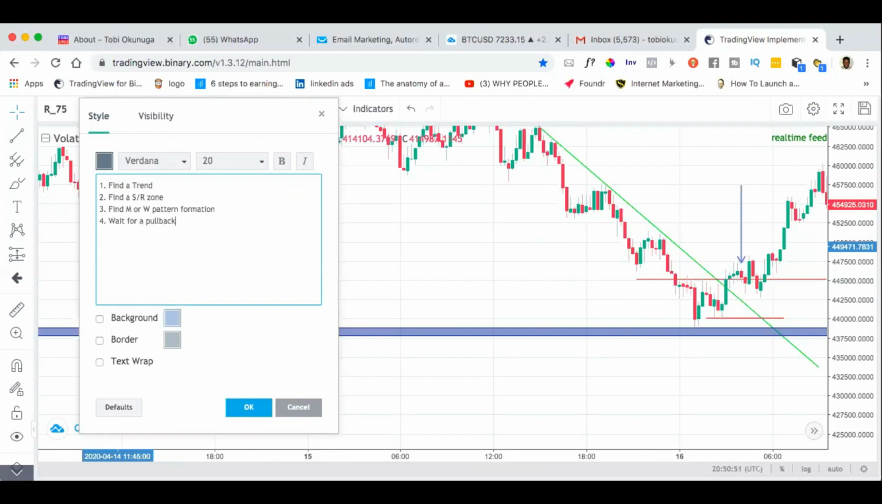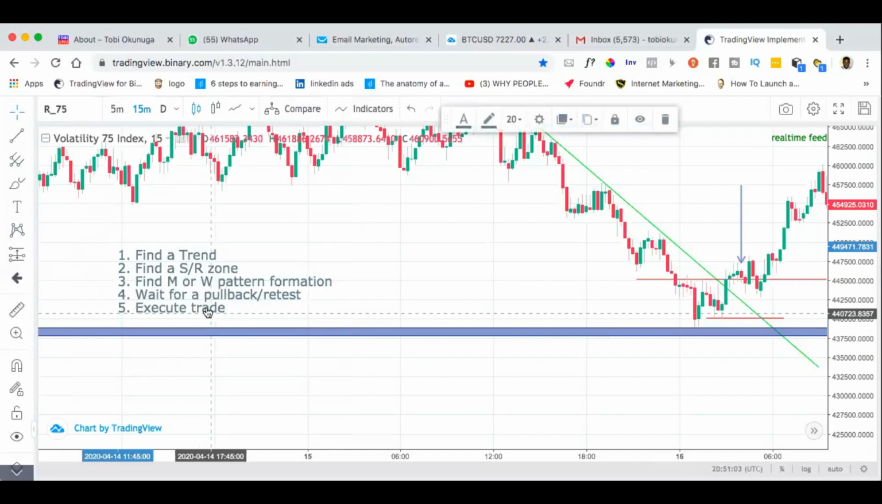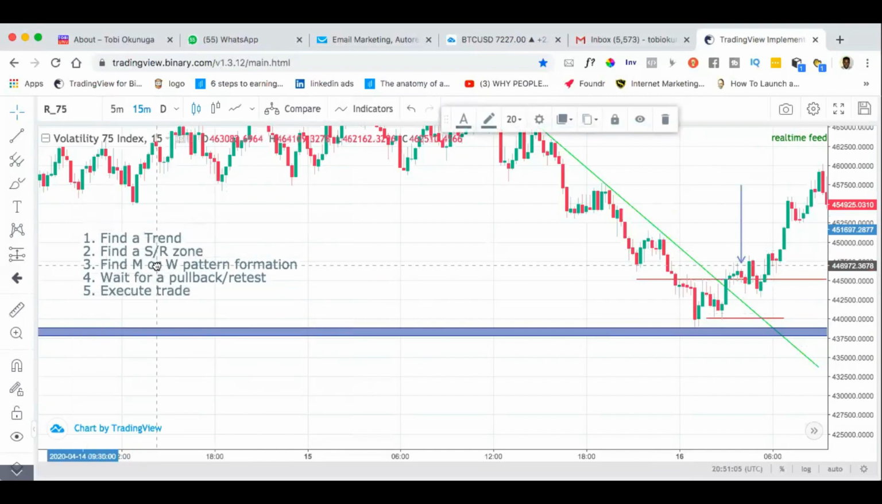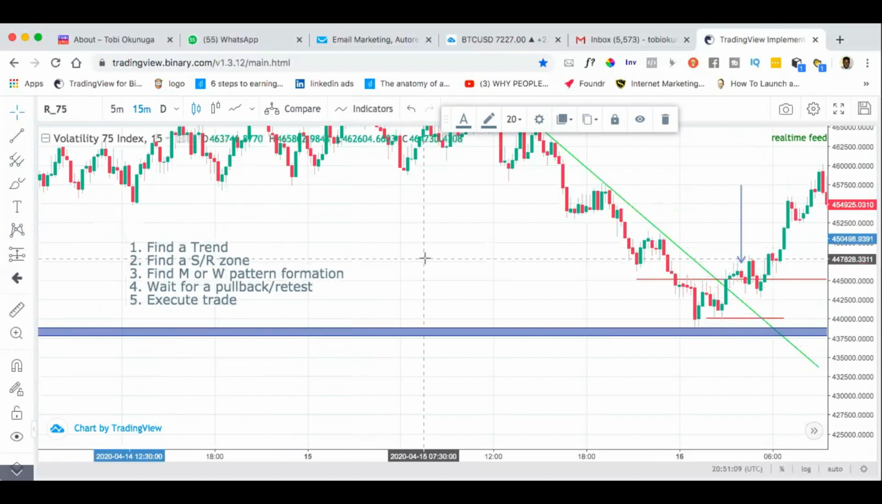Wait for a pullback or a retest. No retest, no entry. And five, execute your trade. Execute the trade, and let it ride. So those are the five steps to profiting with this. You might need to screenshot this so that you can go back to it and practice.